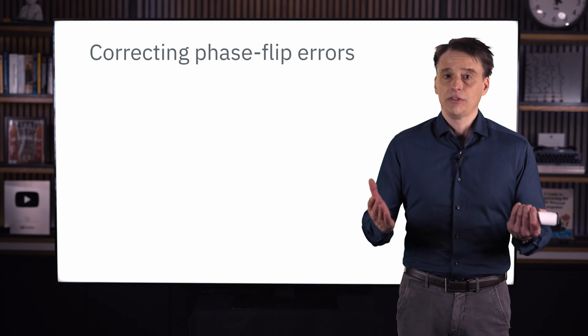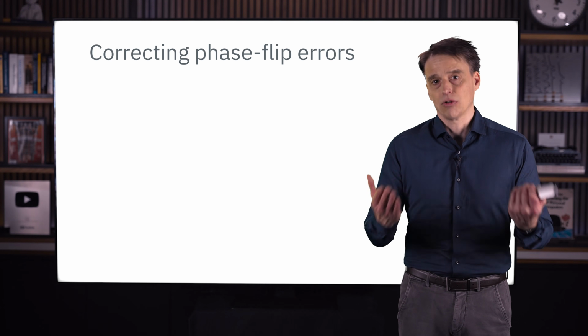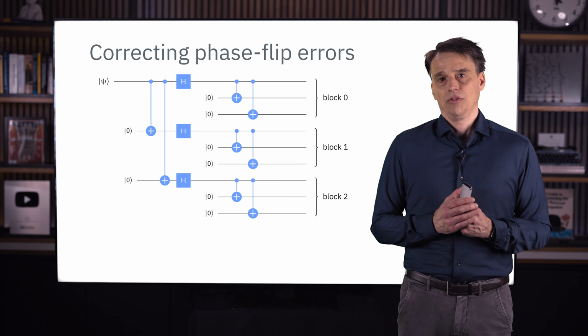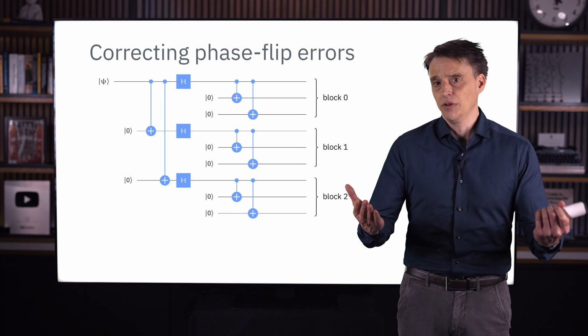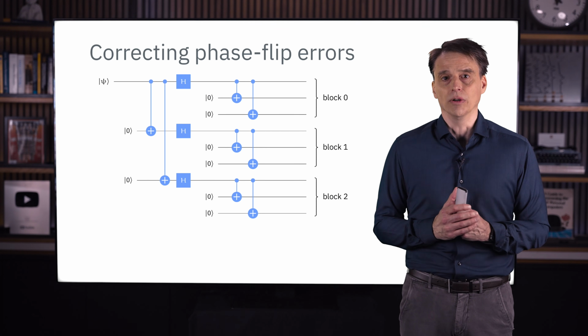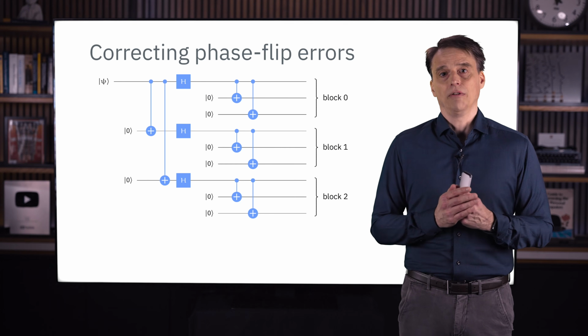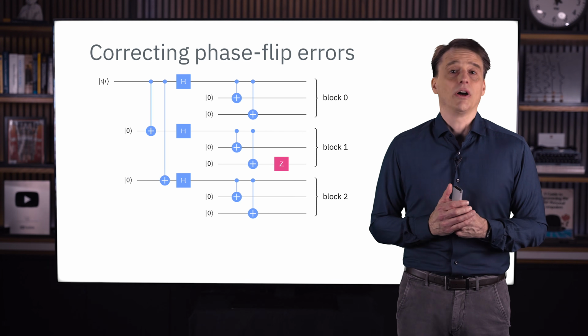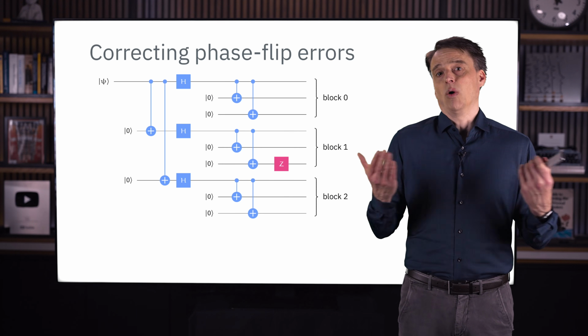Now let's consider phase flip errors and how we can detect and correct them using the 9-qubit Shor code. Here's our encoding circuit, and we'll continue to think about the 9 qubits used in the encoding as being grouped into 3 blocks of 3 qubits. Suppose that a Z error occurs on any one of the qubits, such as the one indicated here.